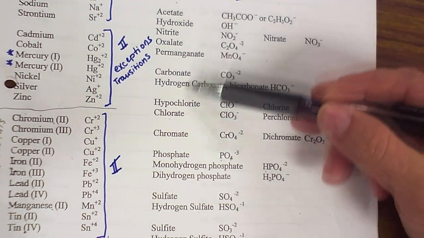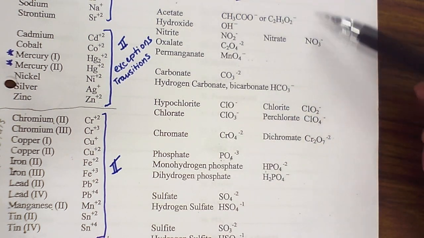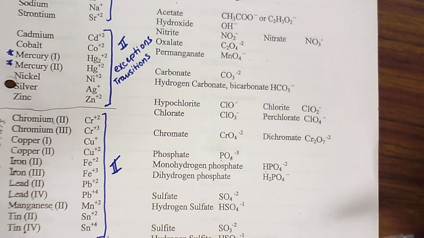Next, we get to the hard part, which is this group right here. This is really the hard part of the group, but it's not random. There are some patterns here, so I want to talk about these patterns. So first, we're going to take a look at some of the endings of these polyatomic ions.